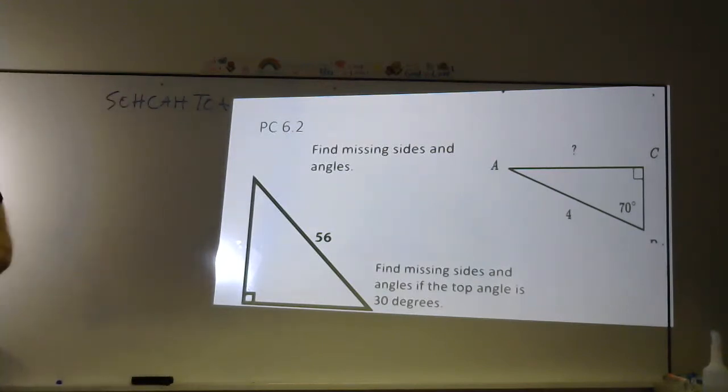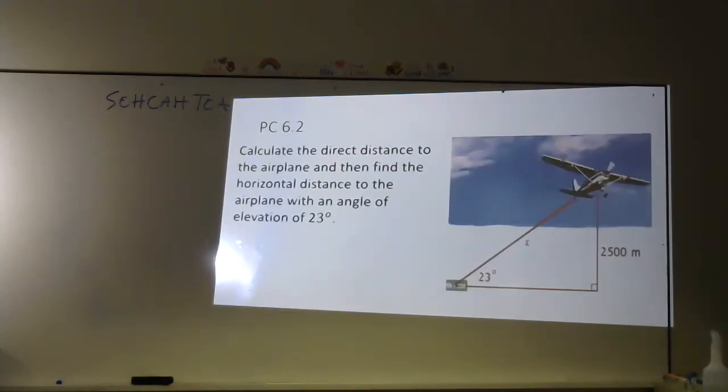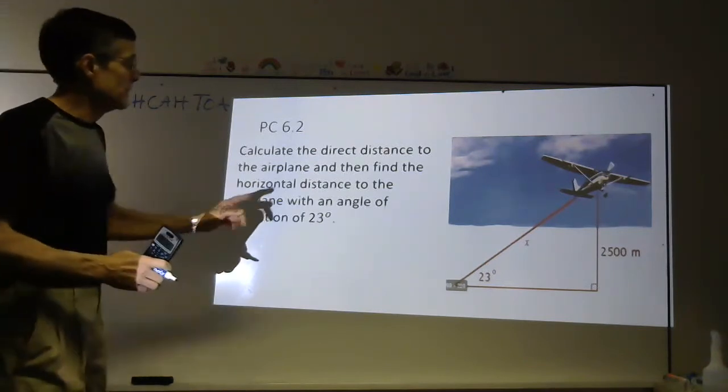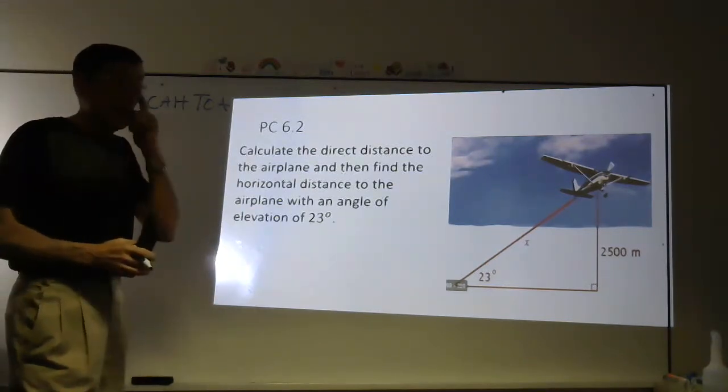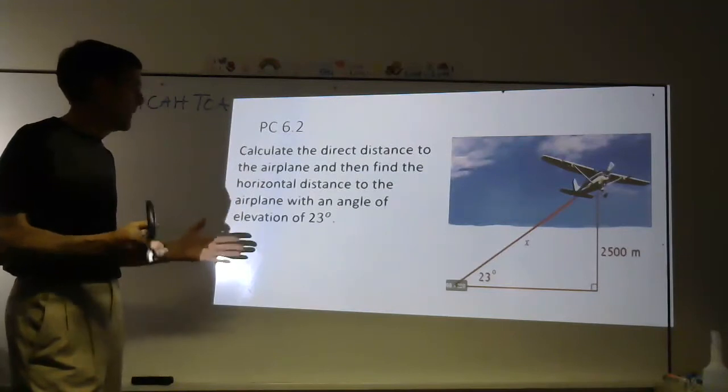All right, so how about this one? Calculate the direct distance to the airplane and then find the horizontal distance to the airplane with an angle of elevation of 23 degrees. Now, let's talk about this whole concept of angle of elevation.